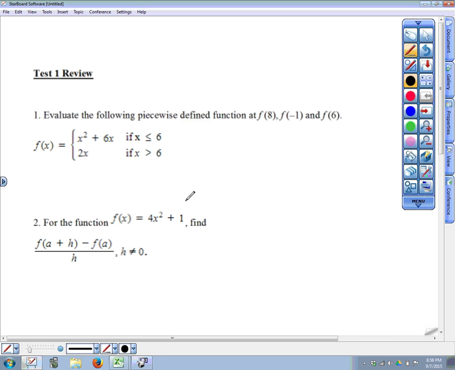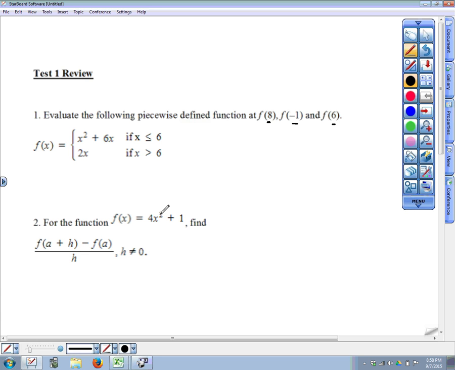Okay, this is the review for test number 1. Question 1, this comes from section 2.1 of the 7th edition book. This is a piecewise function. You're supposed to evaluate the function f, which is this function here, when x equals 8, when x equals -1, and when x equals 6.